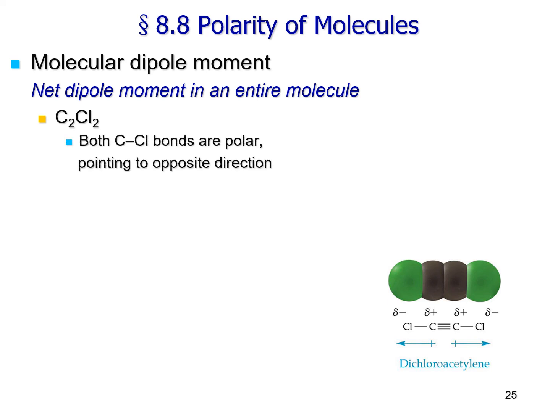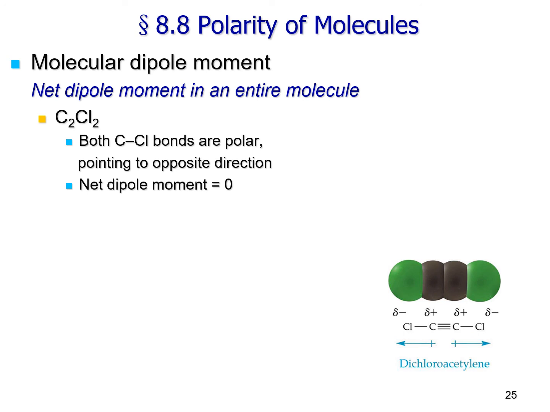And we find out this molecule actually is nonpolar. How do we know it? Although we realize we have a polar bond between carbon and chlorine, the 2 bonds are pointing in the opposite direction, meaning they cancel out each other. The entire molecule does not have any dipole moment.